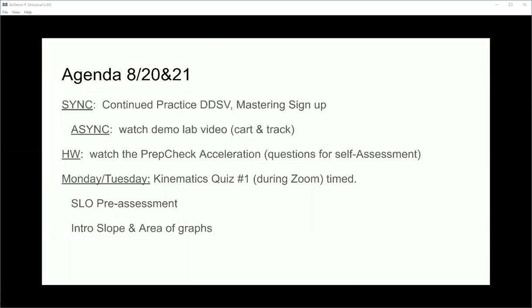And then there's a lab demo. We filmed a lab of constant acceleration, and it's going to say the S word and another A word.